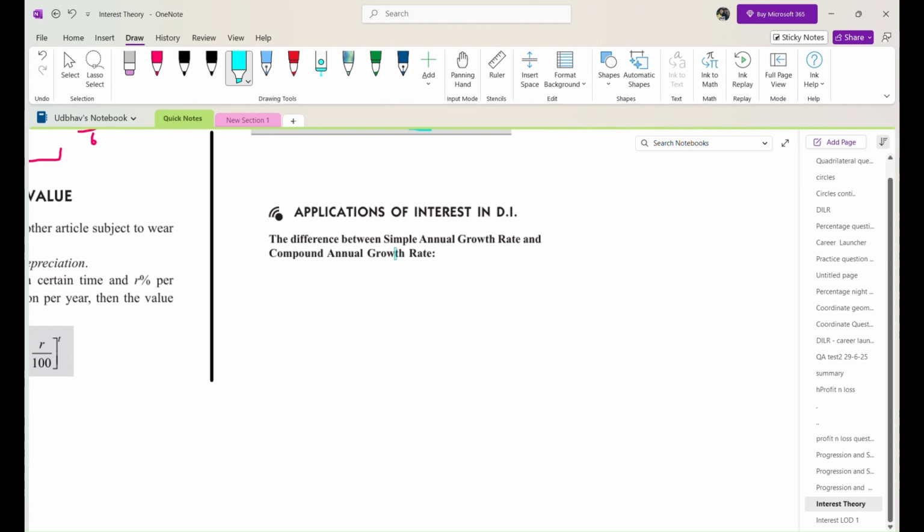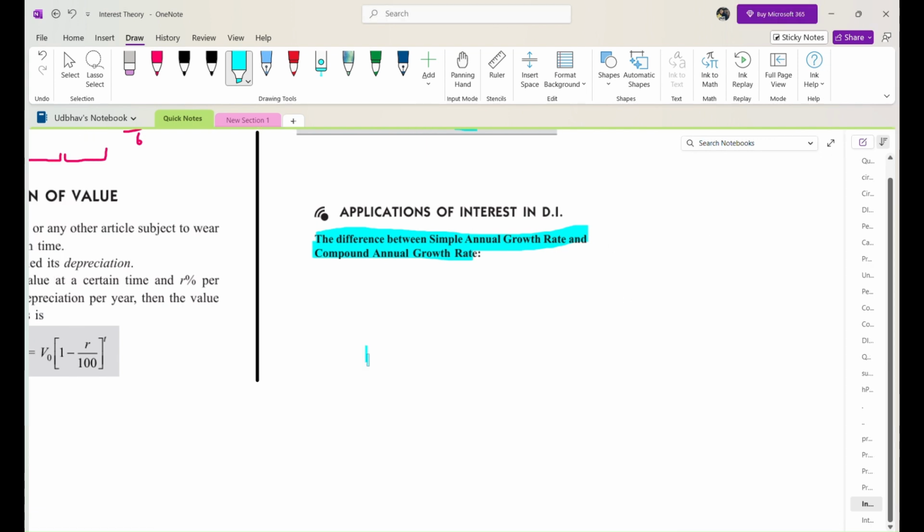The difference between simple annual growth and compound annual growth. I'll just give this as an example. Imagine you are growing a plant. You plant a small money tree. It starts with 100 coins on it. Each year the number of coins increases. Now there are two ways to think about it.